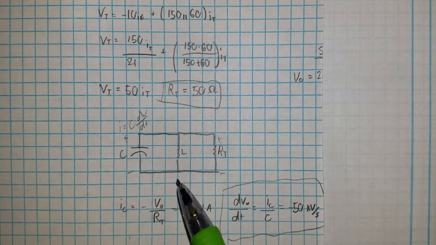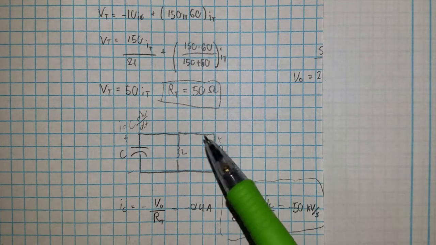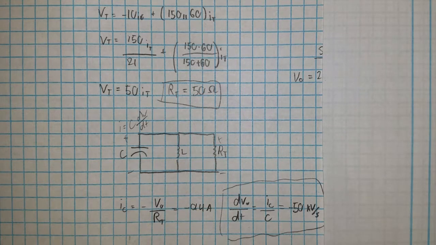Initially, the current through the inductor was 0 because back at the very top, it wasn't connected to anything. Therefore, negative the current through RT is equal to the current through the capacitor, just keeping track of sign convention. We get that the current through the capacitor is negative 0.4 amps. Then using our relationship up here, we get that the derivative of voltage is negative 50 kilovolts per second.